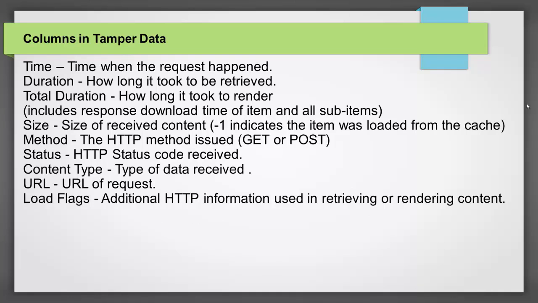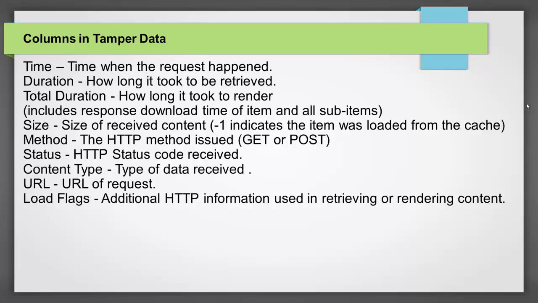There are various columns in Tamper Data, and they mean the things listed here. The time column tells us the time when the request happened. The duration tells us how long it took to be retrieved. The total duration tells us how long it took to render, and it also includes the response download time of the item and all sub items.